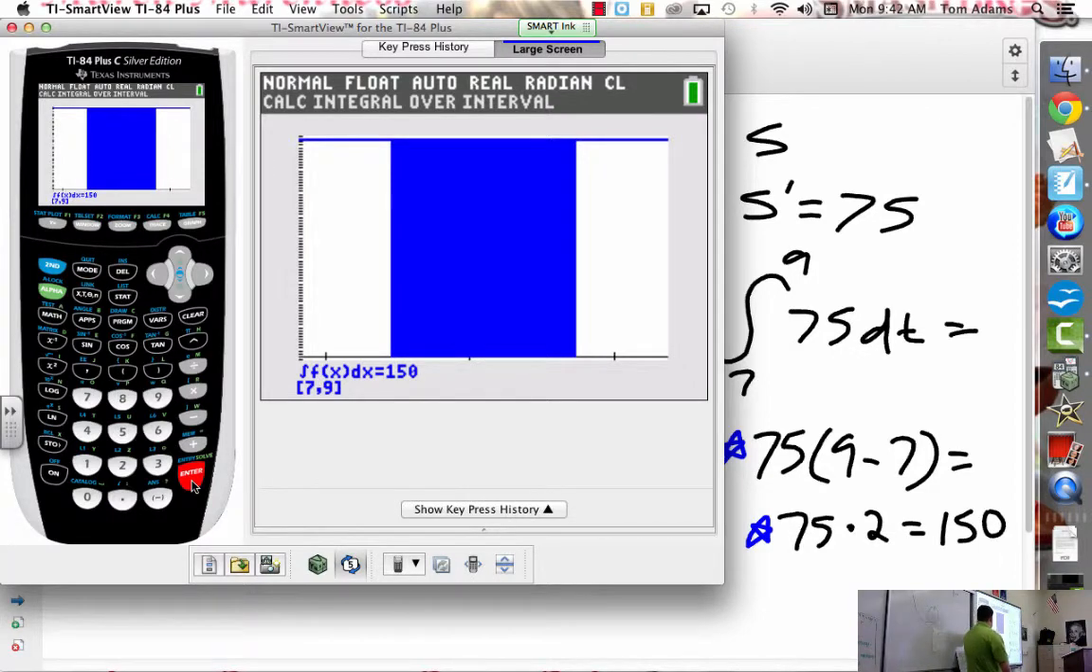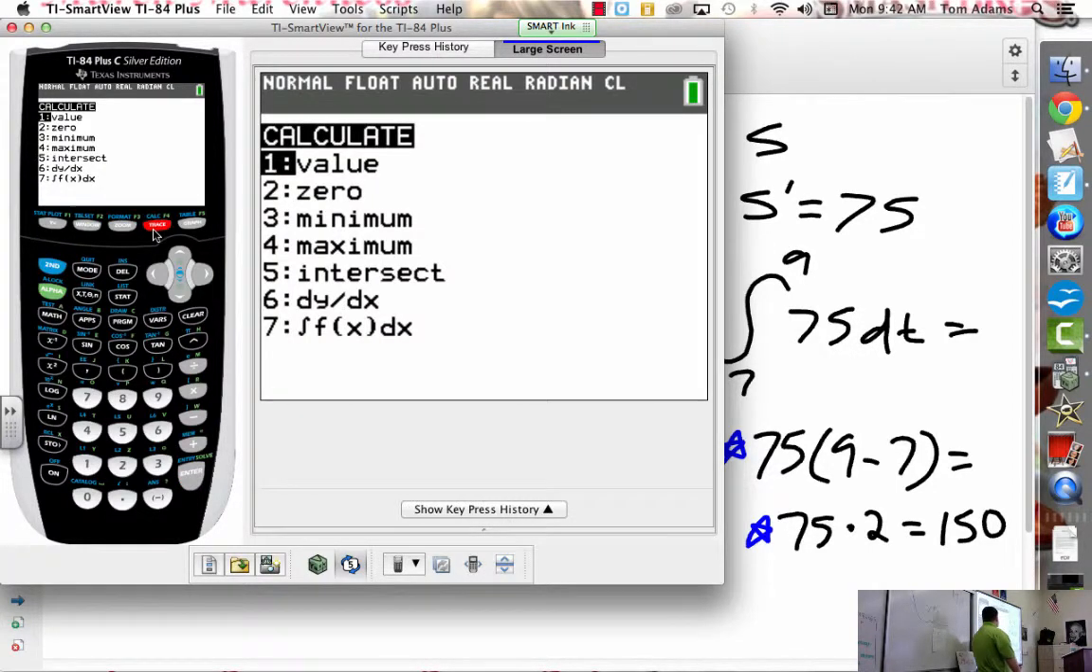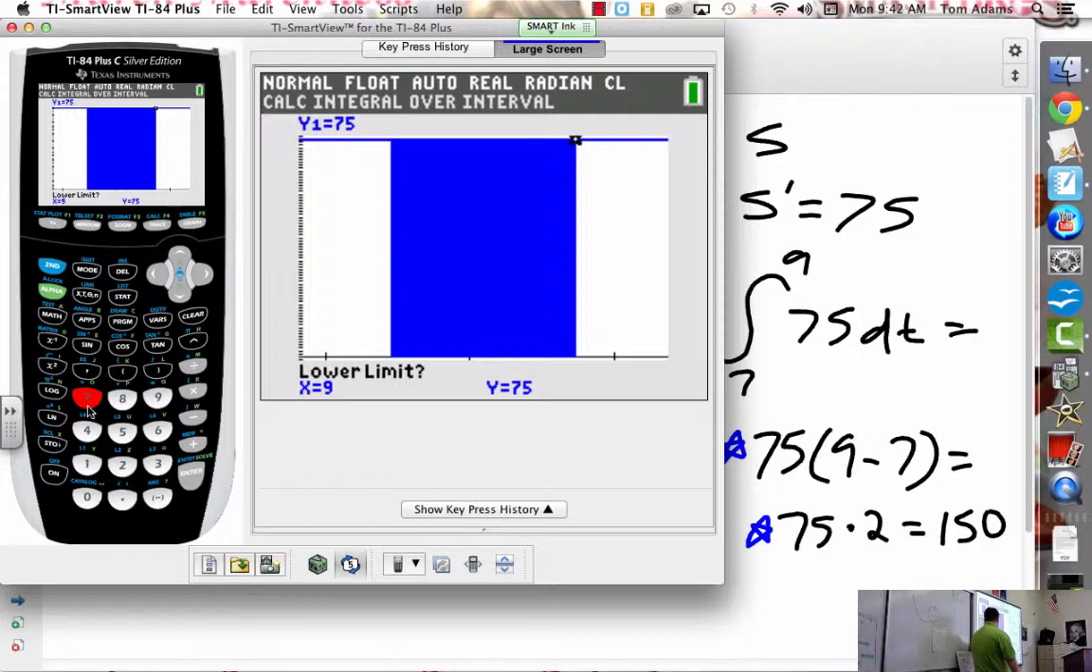Yeah, sure, no problem. If you hit second trace, option number 7 is how we find the area under the curve. So you choose 7. My lower limit is 7. Hit enter. It'll ask for the upper limit. Would you type in the y value? 75. That was the function, right? And then the upper limit is 9. And it's just going to redraw, but it's the exact same thing, which is 150.